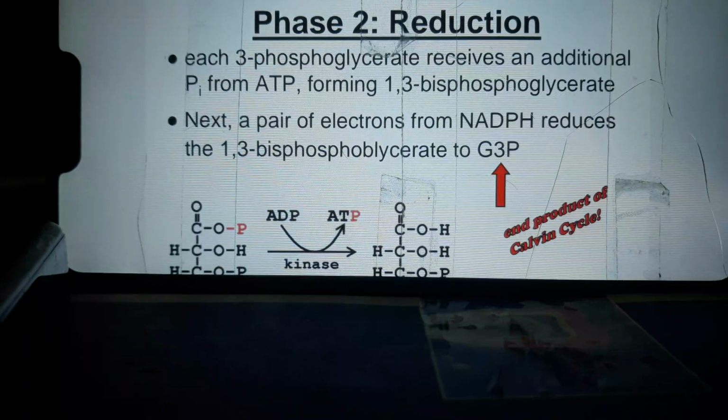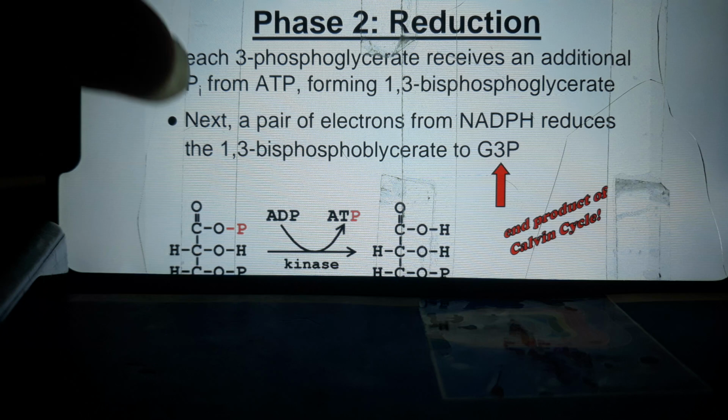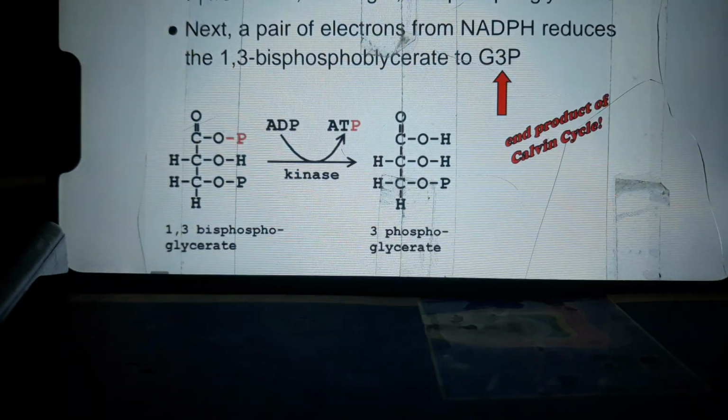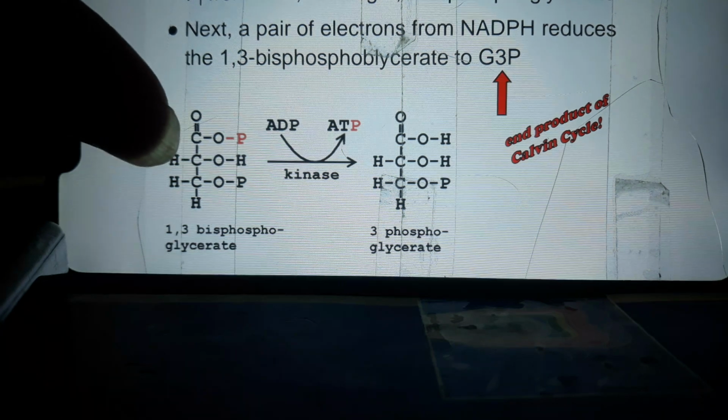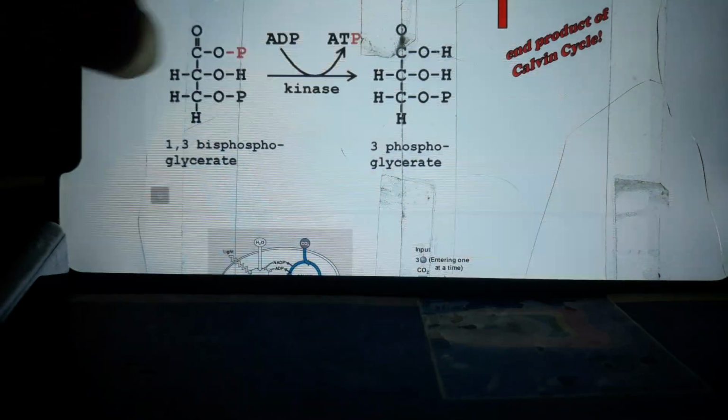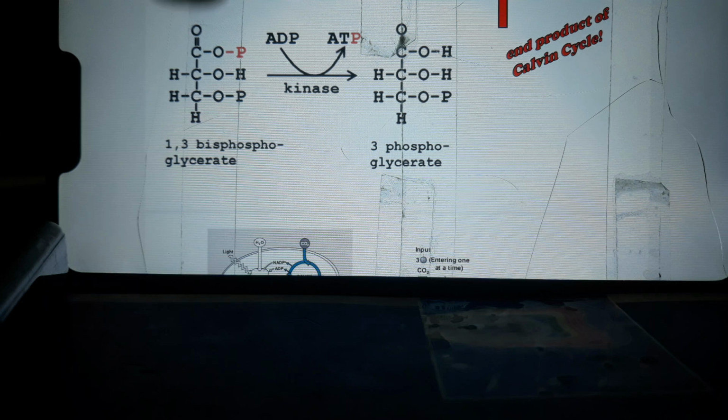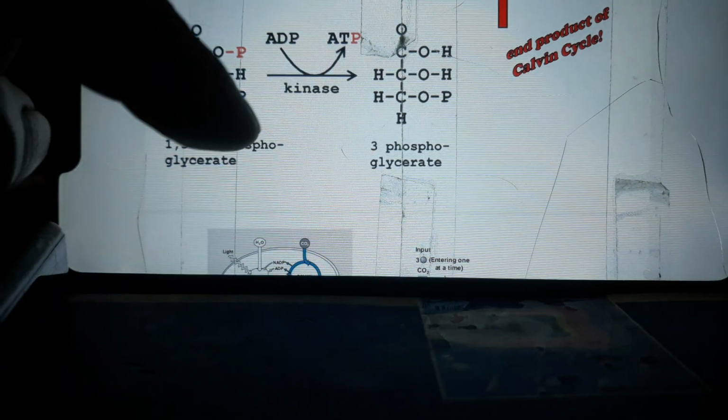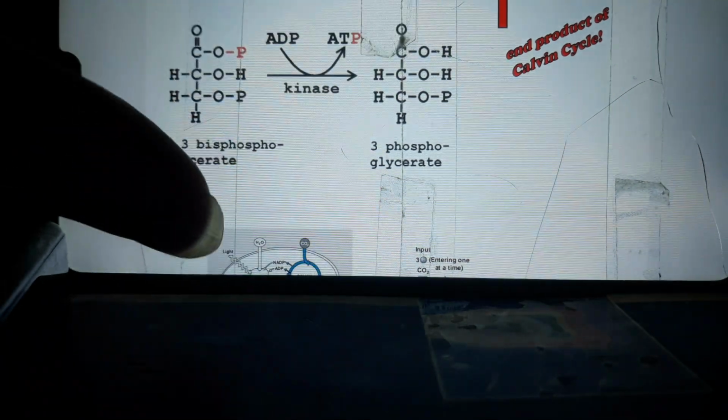Phase 2 is the reduction phase. Here each 3-phosphoglycerate receives an additional Pi from ATP, forming 1,3-biphosphoglycerate. Next, a pair of electrons from NADPH reduces the 1,3-biphosphoglycerate to G3P. And this is the formula for that. In the presence of ADP, becomes ATP with the kinase, and the end product of the Calvin cycle is G3P.